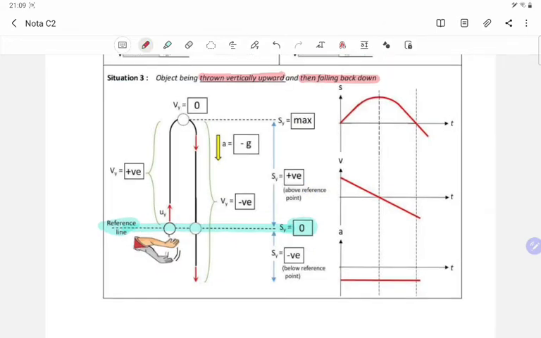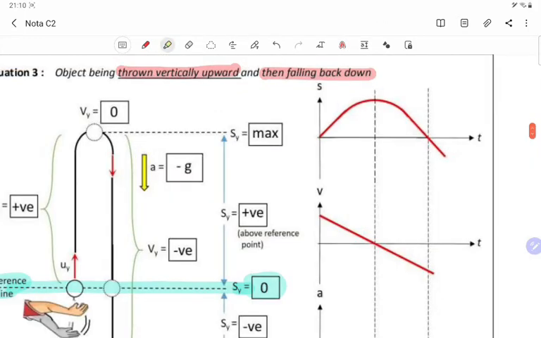Okay, next, the keyword for situation 3 adalah dia dibaling. So, bila dibaling, kita ada initial velocity. So, UY ada nilai dan dia ke atas. UY kita adalah nilai positif. So, if you refer to the graph, pada kedudukan SY sama dengan kosong, kita ada bacaan V. Bacaan V tersebut adalah nilai UY.